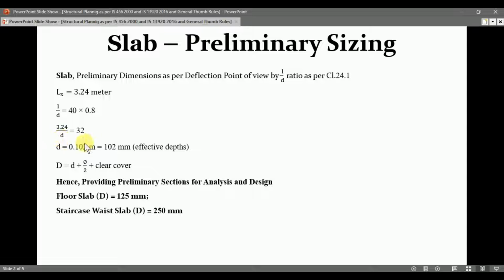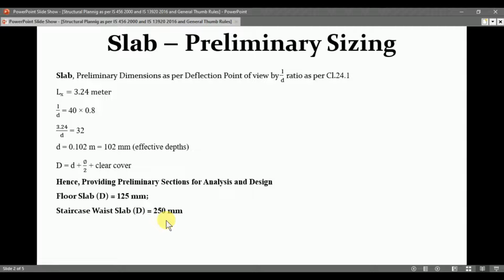If we calculate the value of D, it comes to around 0.102 meter, which is nothing but 102 mm, which is the effective depth. But we need to provide the total depth, hence D plus phi by 2 plus clear cover, which sums to around 125 mm. We are providing 125 mm for the floor slab, whereas for the staircase waist slab we are providing 250 mm.